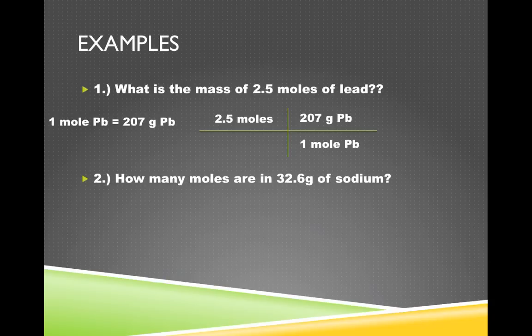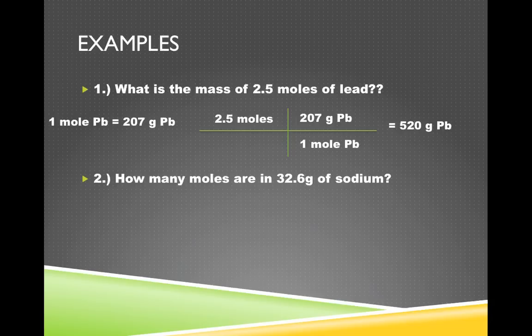And here's my dimensional analysis track. I got 2.5 moles on the top, right, because it's from here. And then 1 mole of lead is 207 grams. The moles cancel out, and I'm left with 2.5 times 207 gives me 520 grams of lead. Okay? And remember significant figures, 2.5, that's only 2, so I left only 520.